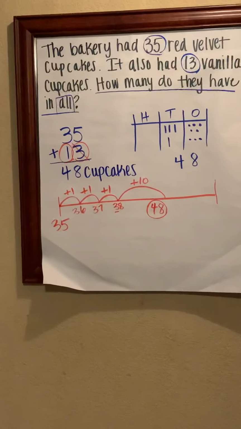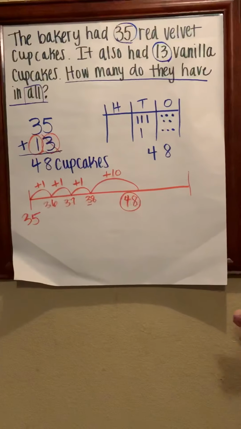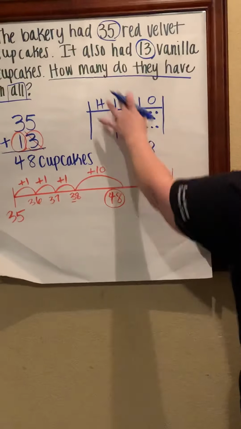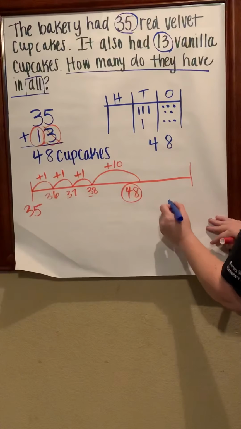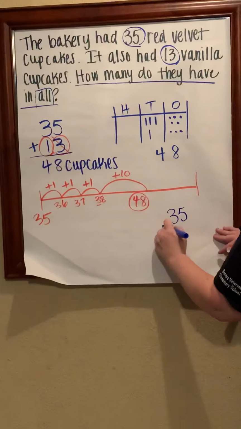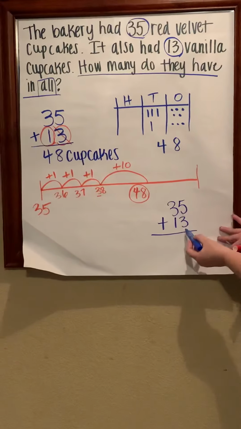There's also your last way that you can solve the problem, and that's by using the standard algorithm. This is probably what your parents are used to, and this is perfectly fine to answer the question. It's set up like this, 35 plus 13, and then all you need to do is add the ones first.